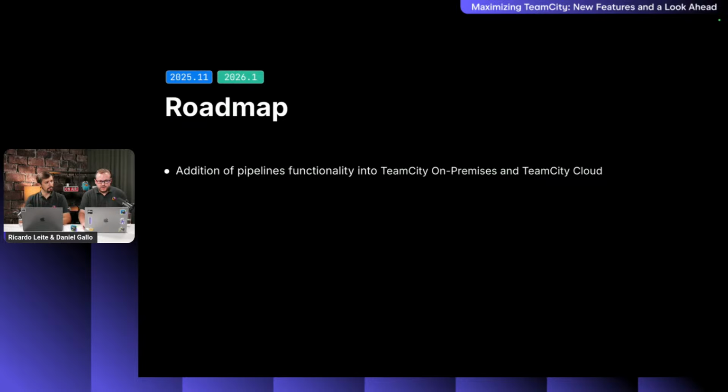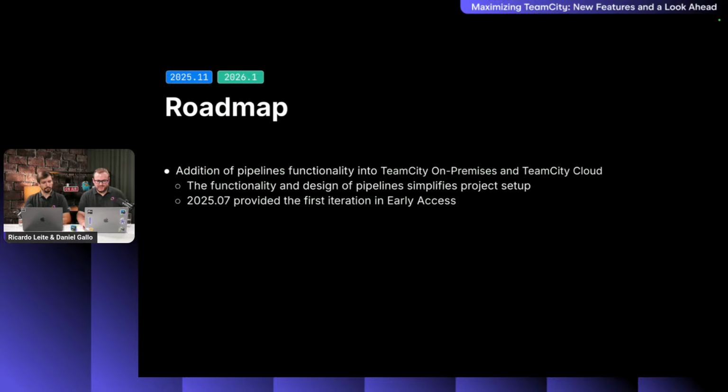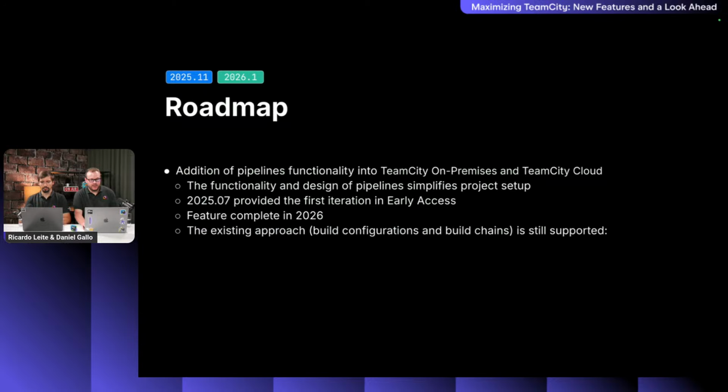So as Ricardo mentioned, and as I've shown, we are adding pipelines functionality into TeamCity, and that'll be further enhanced in the November version, as well as the 2026.1 release early next year. And as I've described, the functionality and design of pipelines really helps to simplify the setup and management of your projects. 2025.07 provides the first iteration in early access form, and it'll be feature complete early next year.